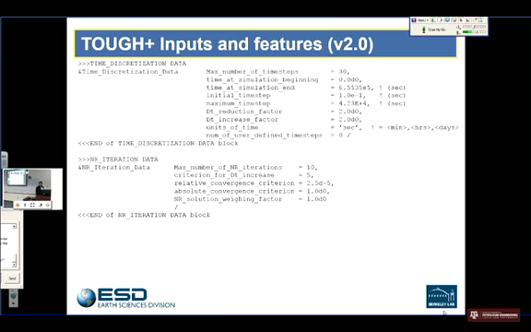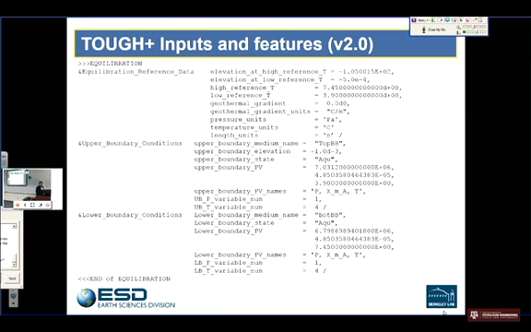Some additional features of the system. For example, what you see here is the equilibration block. You provide the data, and then the code will run by itself and stop when it finds the initial steady state, which will be your initial conditions. So if you're going to do gravity and thermal equilibration, this is what you need to do. It's done automatically for you.